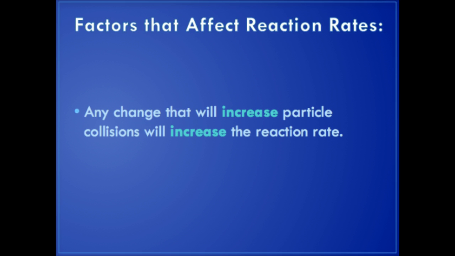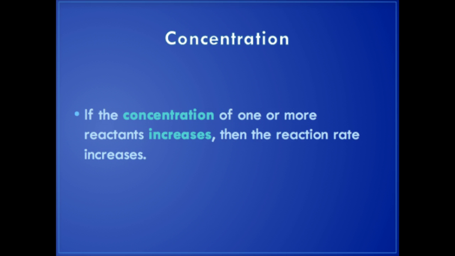So the particles are colliding. When they collide and they have this effective collision, the more times we're getting them to collide, the faster the rate will be. The first factor I want to talk about is concentration. If the concentration of one or more of the reactants increases, the reaction rate will increase. We've talked about concentration as far as the units, meaning molarity and parts per million. So if you have a higher molarity value, let's say a 3 molar solution versus a 1 molar solution, the 3 molar solution would have a faster rate of reaction.